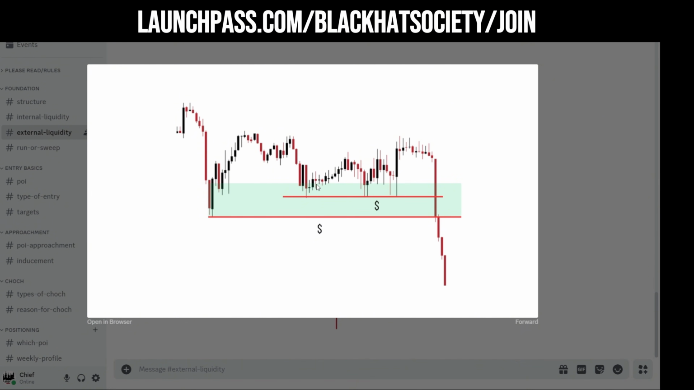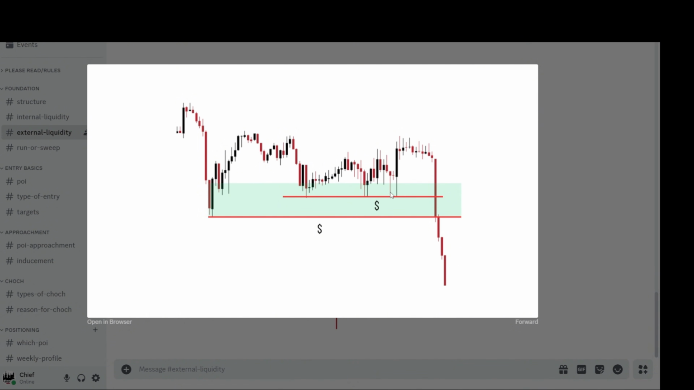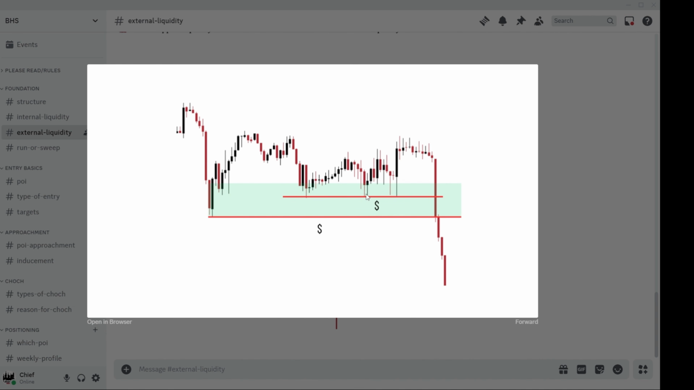As you can see, price rejected from the extreme demand, went on a micro bullish structure, came back down, rejected 1, 2. So you have 3 rejections, which is your classic external, and you have your FTB. So this is why this is an overlap liquidity.